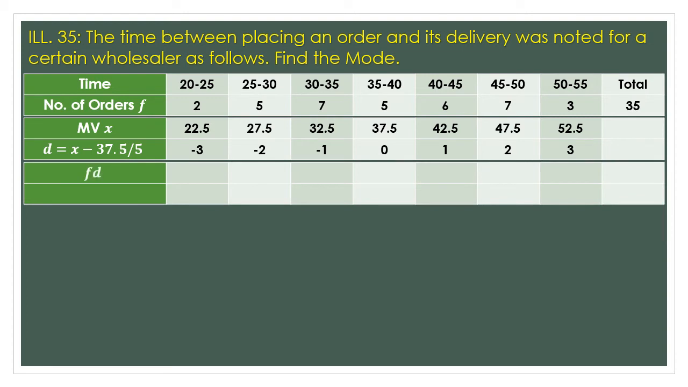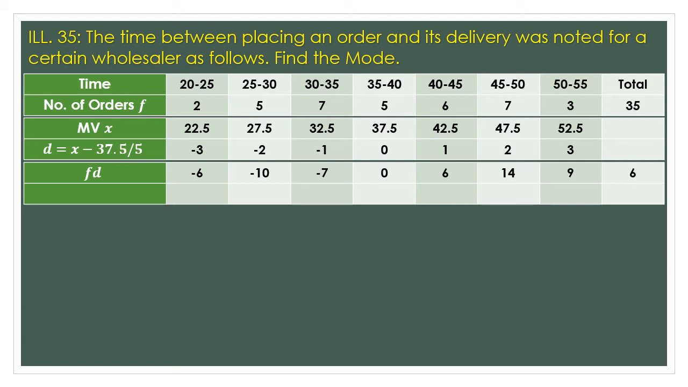Next, I have to multiply frequency with the deviations. My frequencies are 2, 5, 7, 5 and so on, and deviations are negative 3, negative 2 and so on. So just multiply them: it would be negative 6, negative 10, negative 7, 0, 6, 14 and 9. Because there are some positive and negative values, the total, the final answer, will be 6.